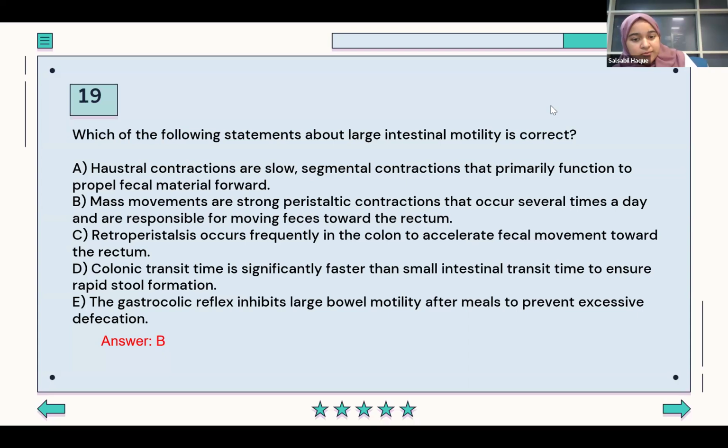And colonic transition time significantly faster? No, it is actually very much slower. Gastrocolic reflex inhibits large bowel motility to prevent... no, it should increase bowel motility because you digested the food, so now you want to excrete the food or defecate, right?